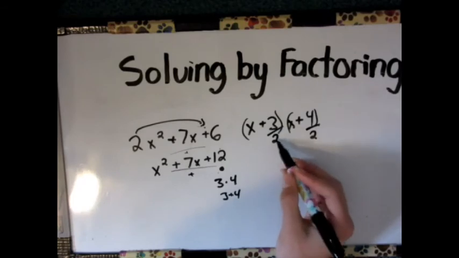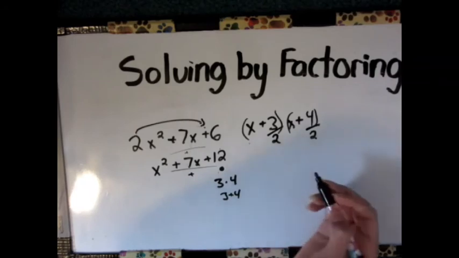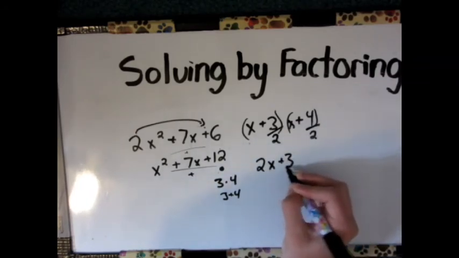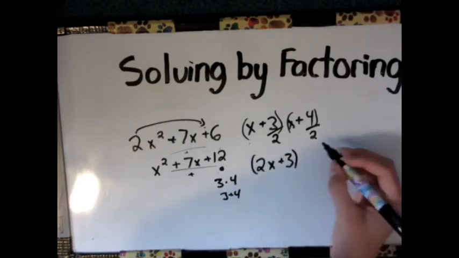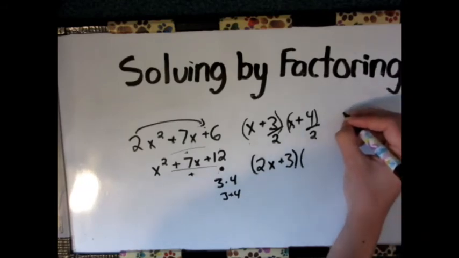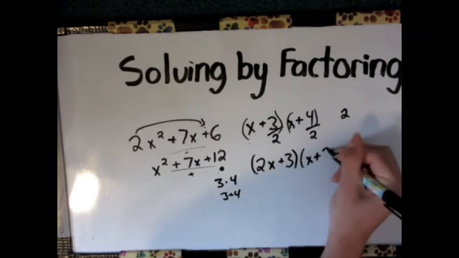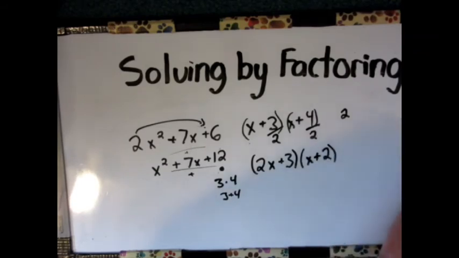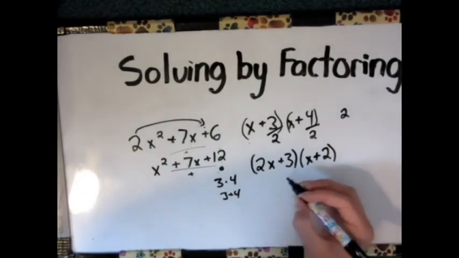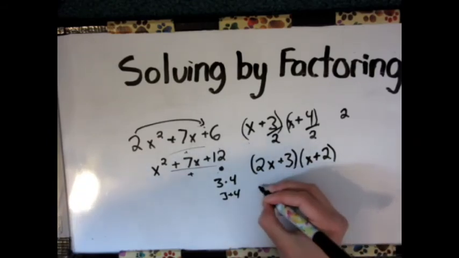Then we're going to simplify these. Because 3 over 2 does not simplify, we're going to take what didn't simplify and put it in front of the x. So 2x plus 3. Put them in parentheses again. And here, that does simplify into 2, so x plus 2. Then you're just going to do the same thing as with the other ones and set these parentheses equal to 0 to find your solutions.